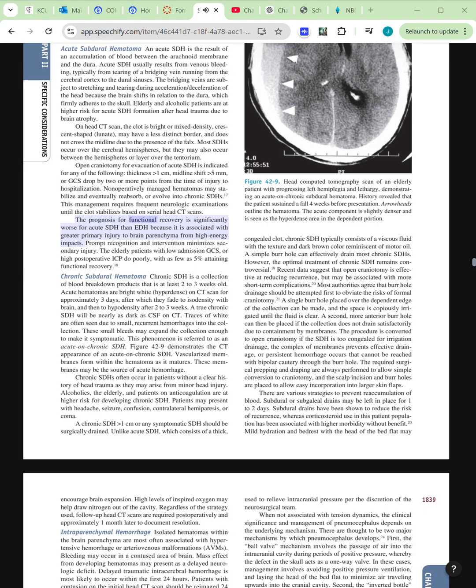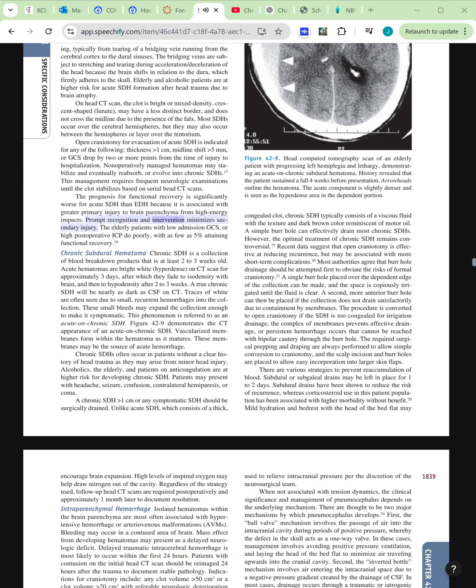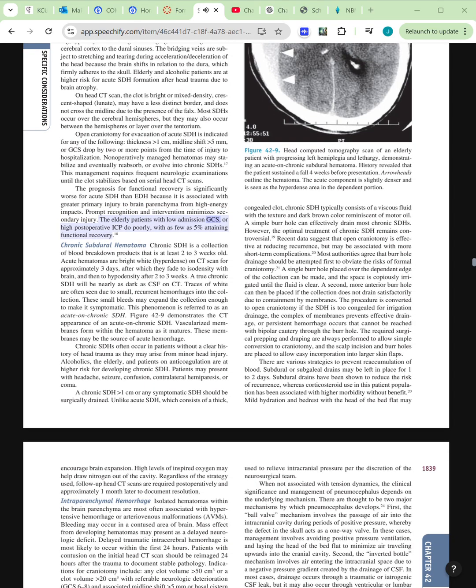The prognosis for functional recovery is significantly worse for acute SDH than EDH because it is associated with greater primary injury to brain parenchyma from high-energy impacts. Prompt recognition and intervention minimizes secondary injury. The elderly patients with low admission GCS or high postoperative ICP do poorly, with as few as 5% attaining functional recovery.